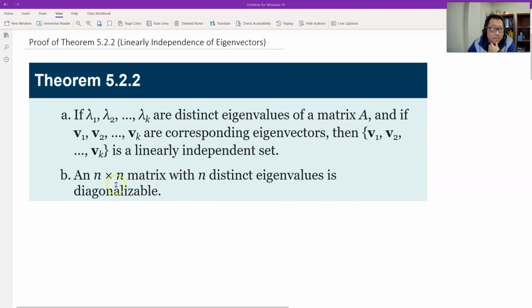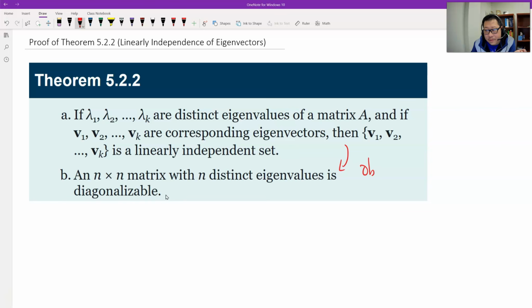B first. Okay, let's look at it. B is obvious, because A says eigenvectors corresponding to distinct eigenvalues are linearly independent. So from A to B is obvious, because if A has n distinct eigenvalues, that means A has n linearly independent eigenvectors, right? And then by the previous theorem, Theorem 5.2.1, if A has n linearly independent eigenvectors, then A is diagonalizable. So I leave this B just for you. We'll look at A.